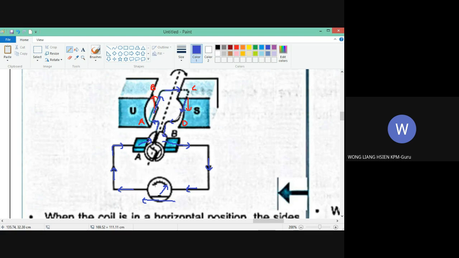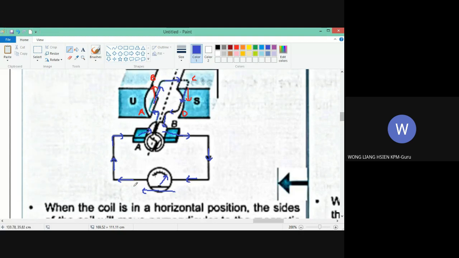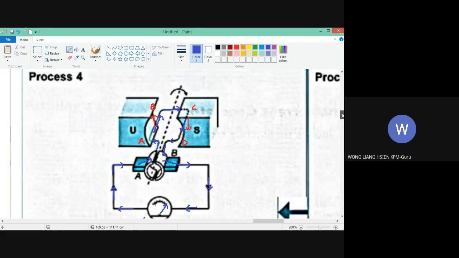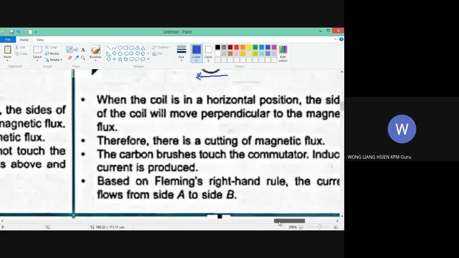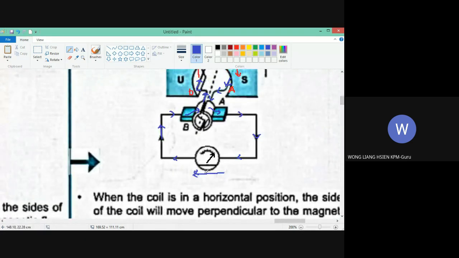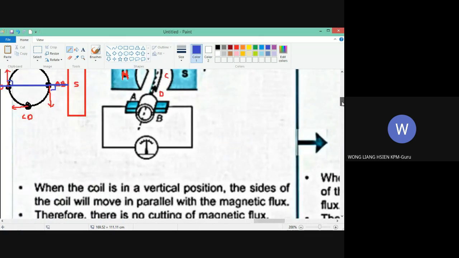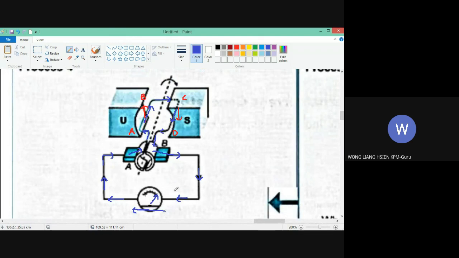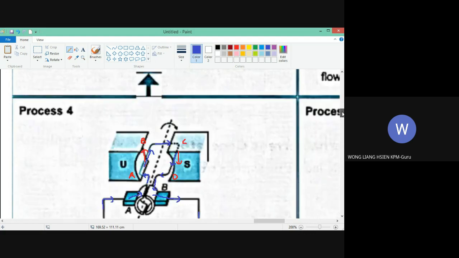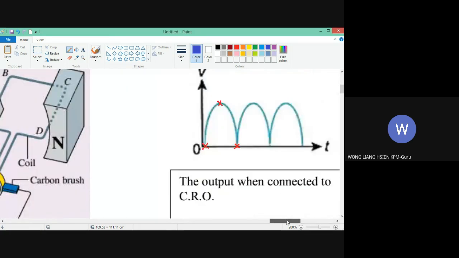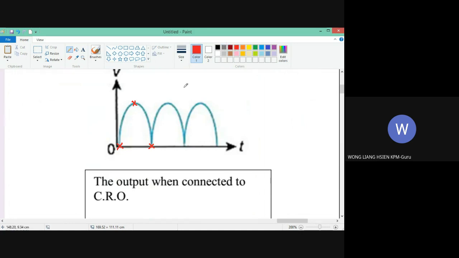So you see, this direction of the induced current and the direction of the induced current here is the same direction, you see or not? This one is to the left side, this one is also to the left side. That means the direction of induced current is the same. So on the graph, the induced EMF is going up until here, in the same direction.